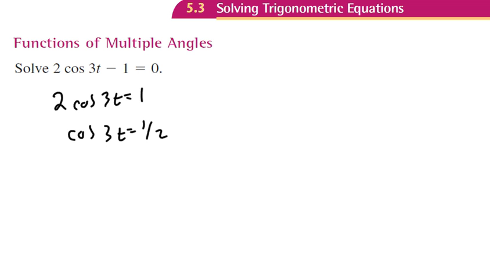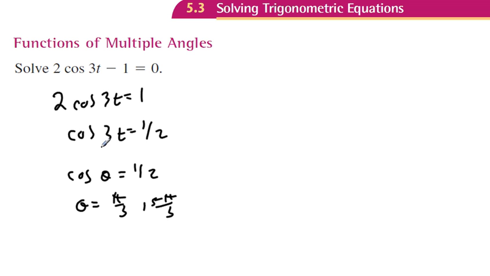Okay, so the trick is just to think of this as a single entity, something like cosine of theta, if it was just a regular variable. So the cosine of what is 1/2? And this is also within the interval of 0 to 2 pi, because that's 1 period of a cosine. So there are 2 places where theta is pi over 3 and 5 pi over 3.